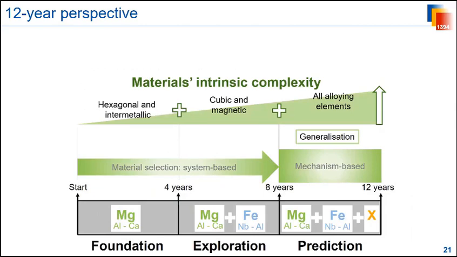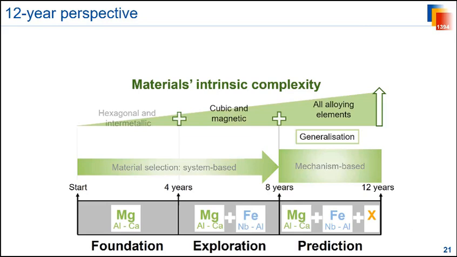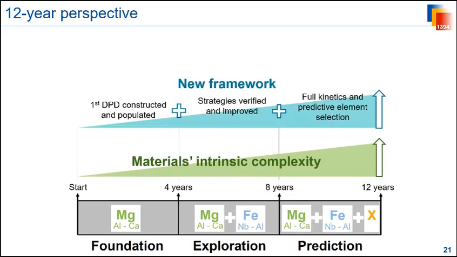The material's intrinsic complexity will actually increase over the 3 funding periods. We'll start with the system magnesium with aluminium and calcium, a hexagonal system, at least in the intermetallic system. Then we'll have the additional crystal structure and magnetism that will be found in the 2nd model system, that's iron, niobium, aluminium. And across all 3 funding periods, we then anticipate to construct and populate the first defect phase diagrams and try and improve our strategy for doing that.